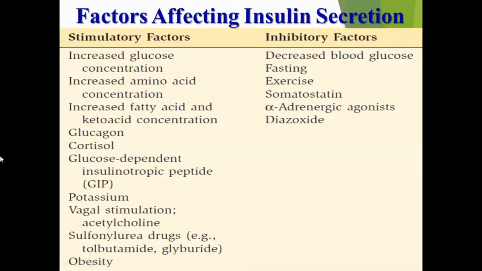Stimulatory factors include increased fatty acid and ketone concentration, glucagon, cortisol, glucose-dependent insulinotropic peptide (GIP), potassium, vagal stimulation, and certain drugs. And obesity is also one of these stimulatory factors for insulin secretion.